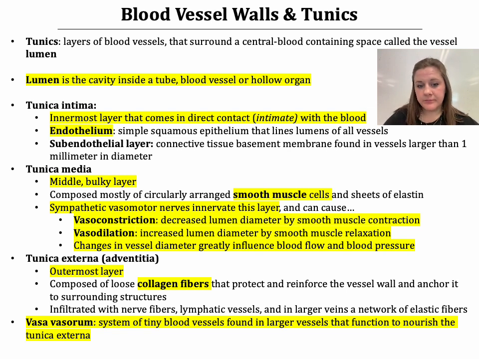So if we constrict a blood vessel, that's going to decrease the lumen. It's like we're squeezing a tube. You take a hose with water going through. If you step on it, you kink that tube, right? You're constricting it, causing vasoconstriction, decreasing the lumen diameter, and of course that will disrupt flow, right? And then vasodilation is when the vessel dilates, the lumen gets larger, and more blood can flow through that vessel. So the sympathetic nervous system has a great control over blood flow and blood pressure, due to the vasoconstriction and vasodilation that takes place in the tunica media.